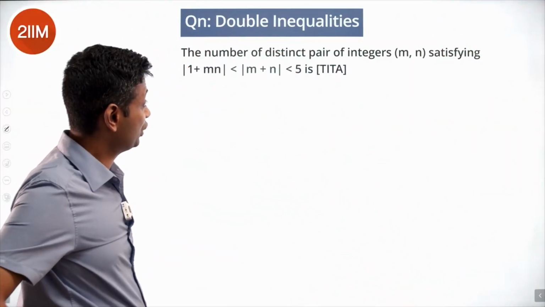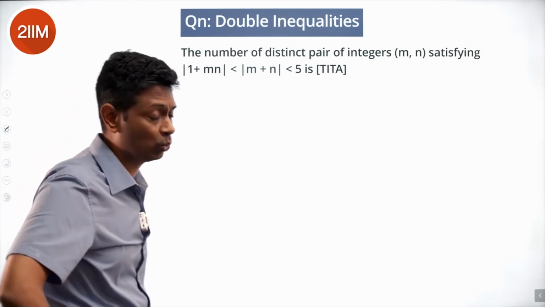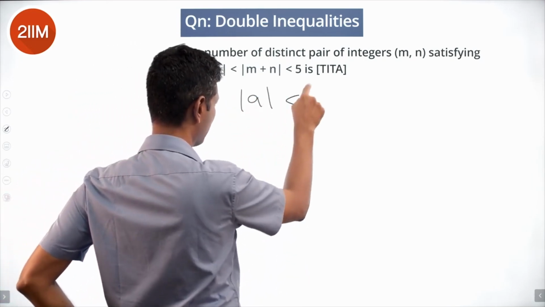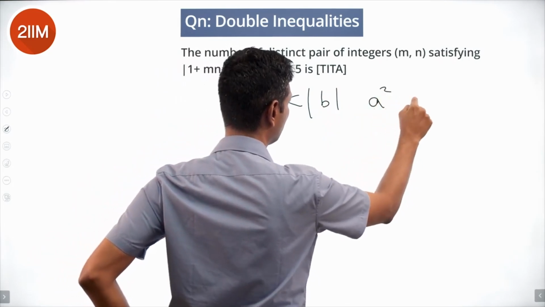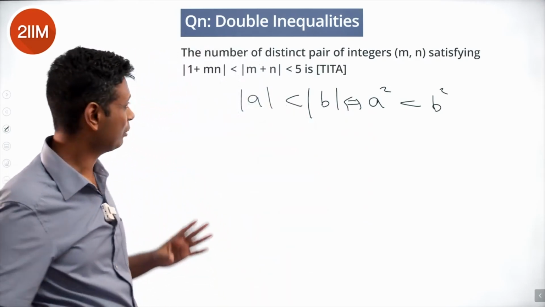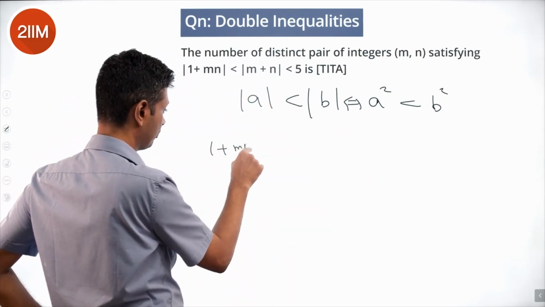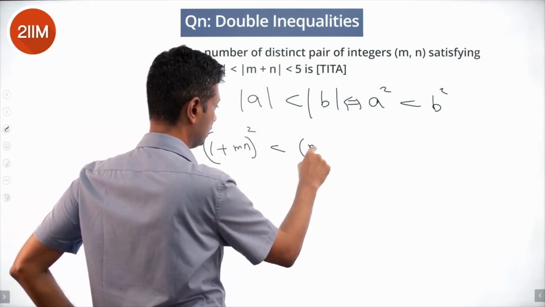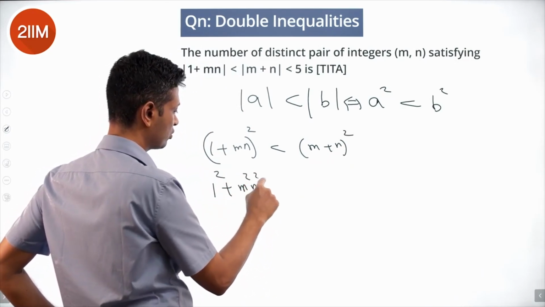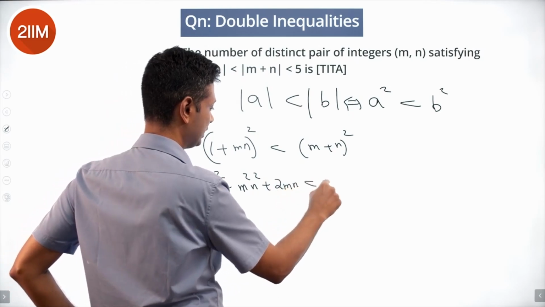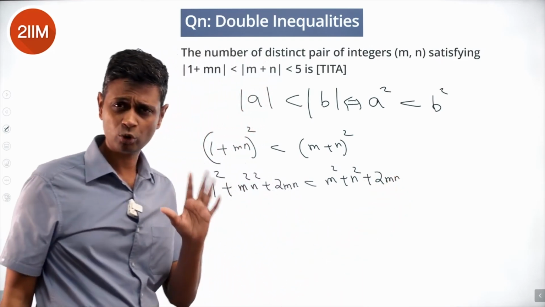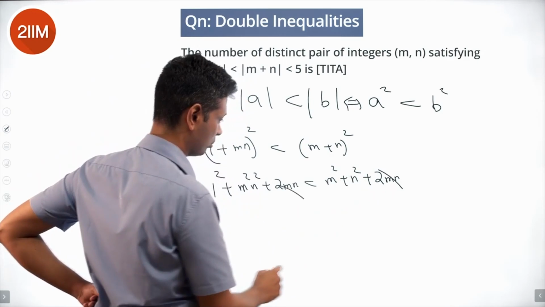The number of distinct pairs of integers m, n satisfying this inequality. Wonderful, wonderful question. I really struggled with this one. So first thing to know is mod a less than mod b is the same as saying a square less than b square. One implies the other. That's the first step to do. That means we can say (1 plus mn) the whole square is less than (m plus n) the whole square, or 1 square plus m square n square plus 2mn is less than m square plus n square plus 2mn. Nice, so far so good. This 2mn gets knocked off on both sides.